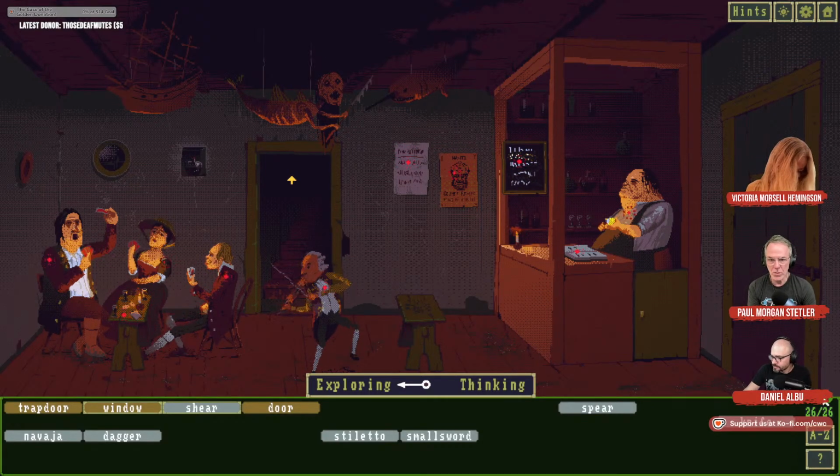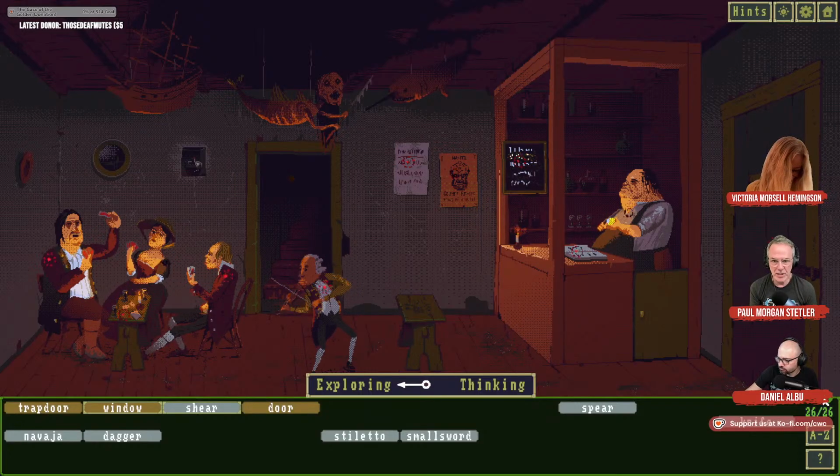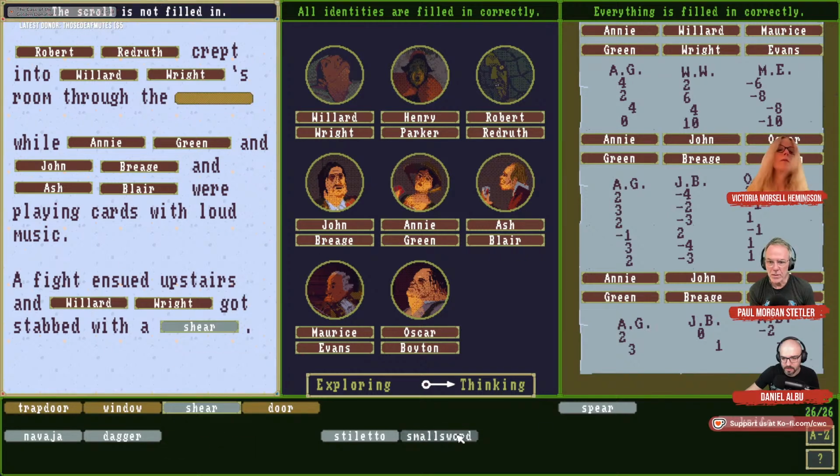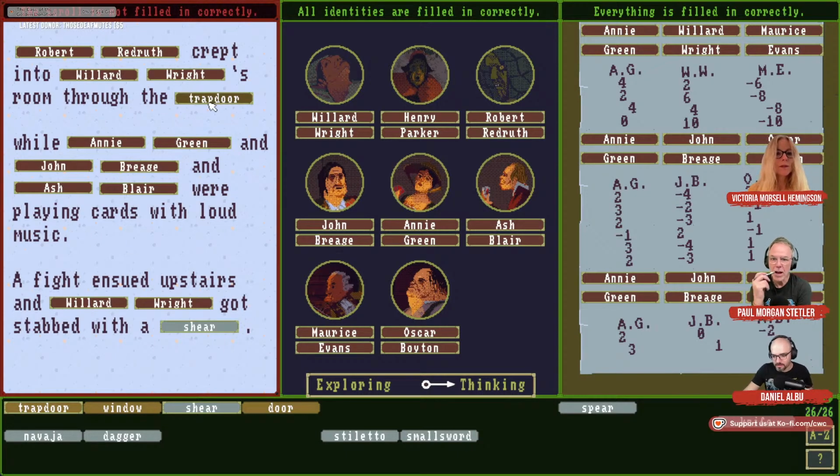Okay, so do we want to see? We had suggested maybe changing window to trapdoor. Can we just try that? Go to thinking. So the window to trap door. Okay. Yeah, so right there, all the way to the left there. That's still not it. Okay.